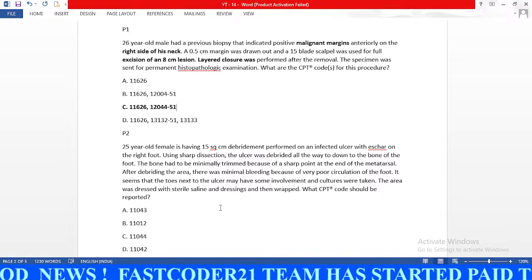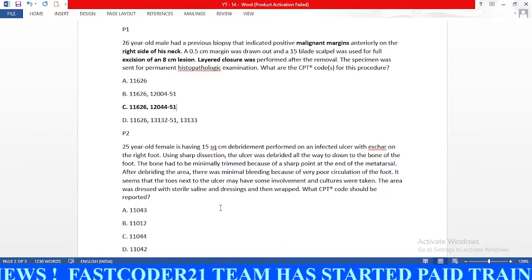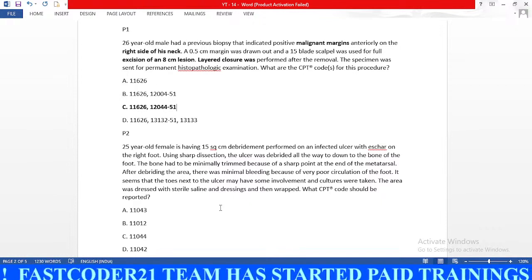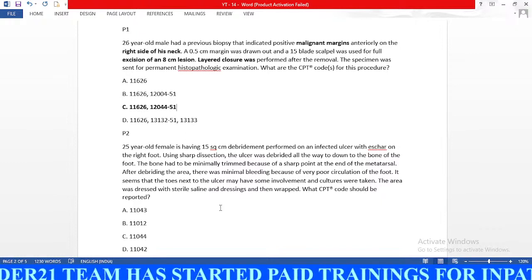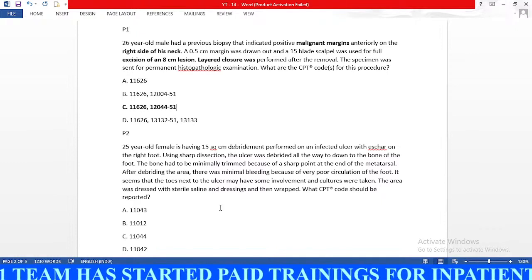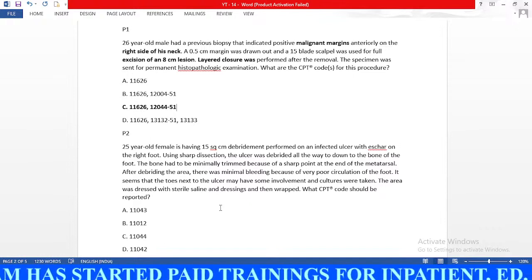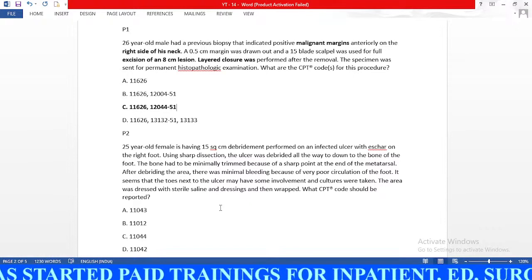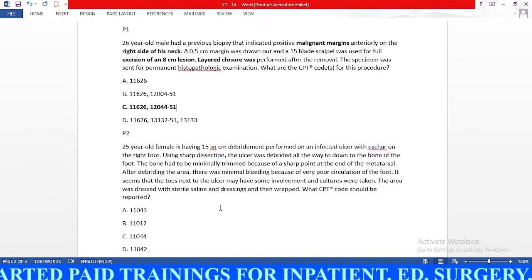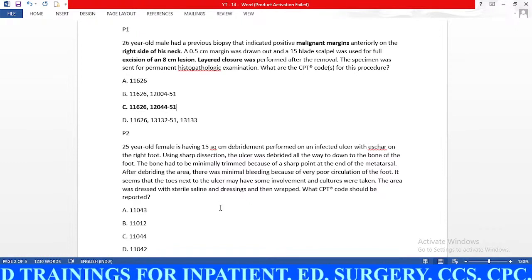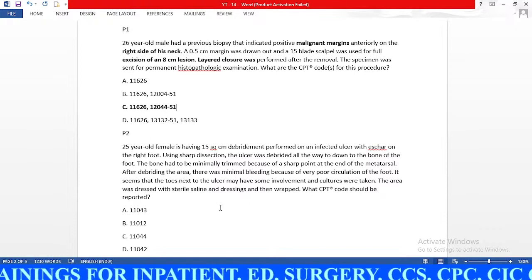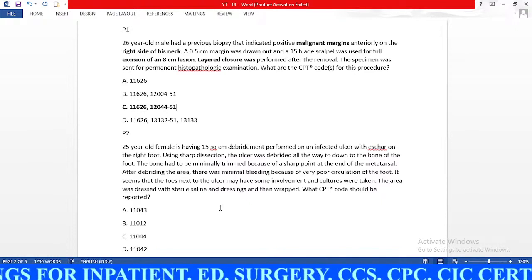So this week, a few of our coders who joined these sessions previously are going to write the CPC exam. So we need to tell them best of luck. They have attended these sessions previously, but as time is short for them, they have not attended today.